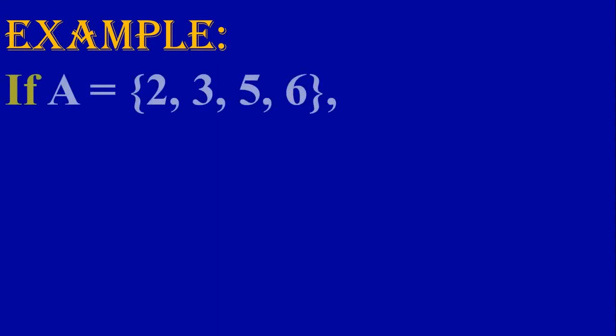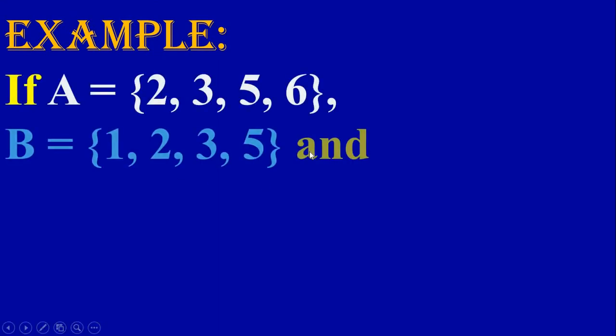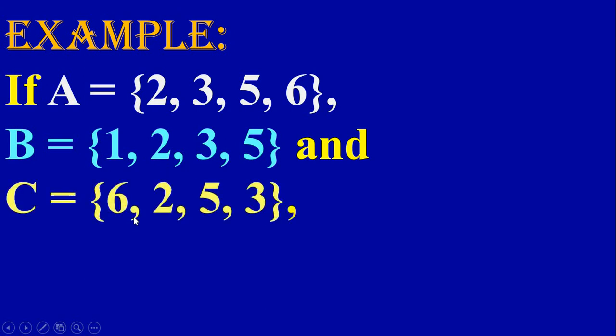Consider the example A equal to {2, 3, 5, 6}, set B equal to {1, 2, 3, 5}, and set C equal to {6, 2, 5, 3}. In A we have 2, 3, 5, 6 and in set B we have 1, 2, 3, 5. Here the elements are different, but the total number of elements here is 4, here also it is 4. So A and B are equivalent sets. In the same way, B and C also, here it is 4 elements, here also it is 4 elements. So these two are not the same. So therefore B and C are also equivalent sets and A and C are also equivalent.